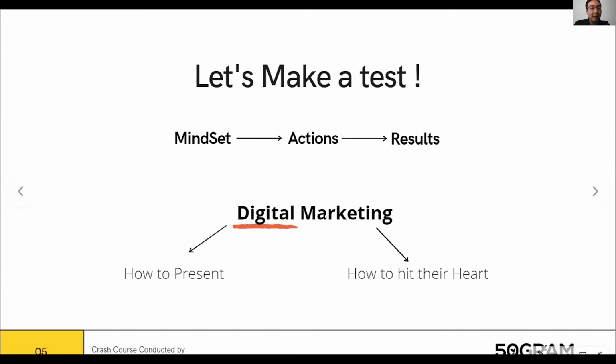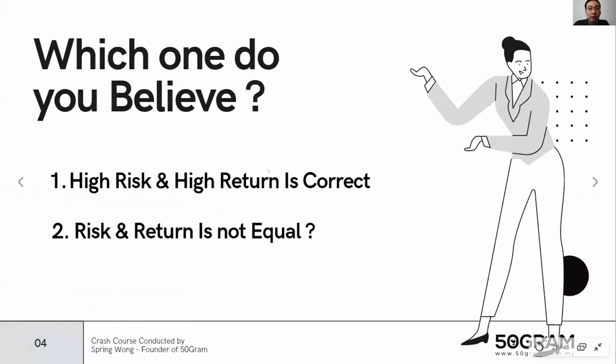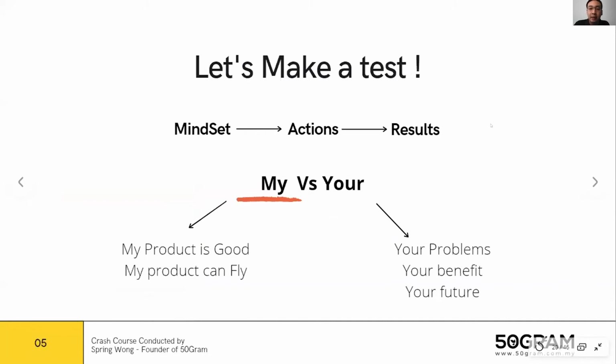Let me give you another example of a mindset shift. You see, most people focus on doing the settings only, but they don't write good copy to understand their customer's needs. If you don't understand your customer's needs, whatever you write on the Facebook ad doesn't work because the customer doesn't even care. There are so many ads happening on Facebook. If you do not write the right thing and show the right picture, it doesn't matter to them. Here is another mindset shift.